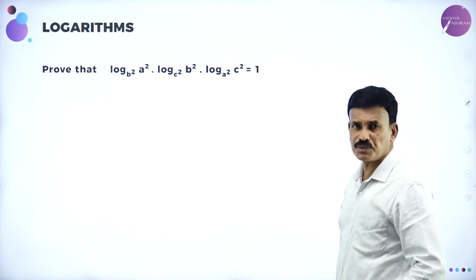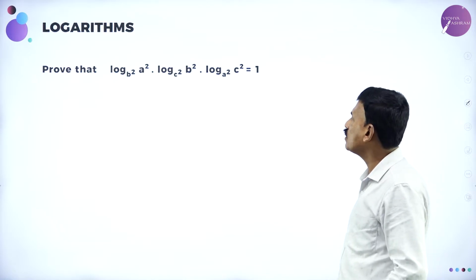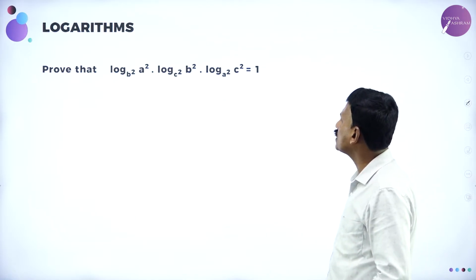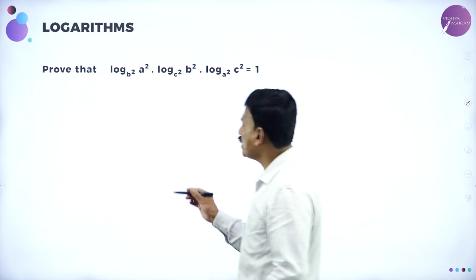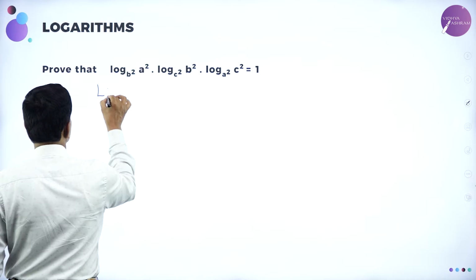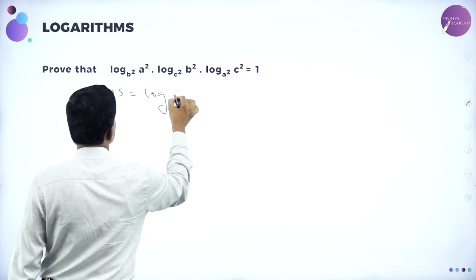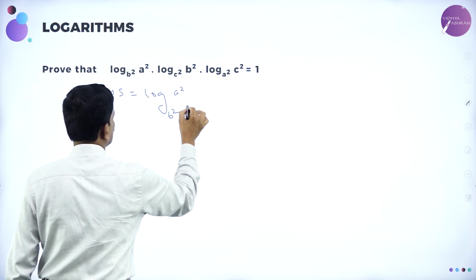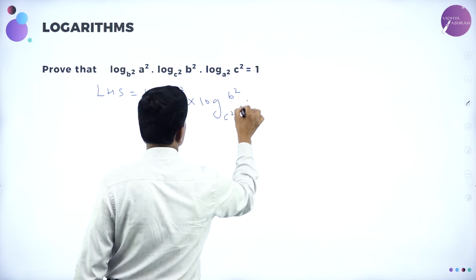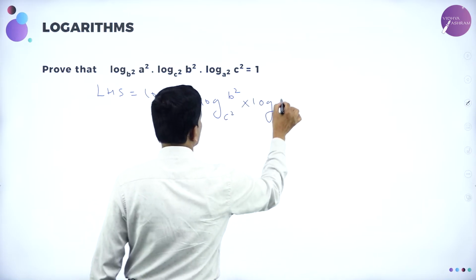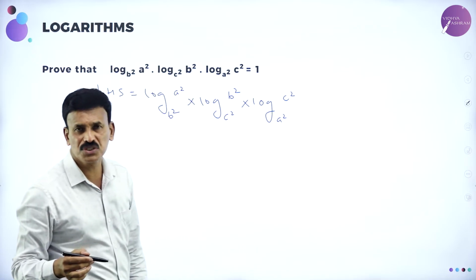Take this, an important problem indeed. Prove that logarithm of a square to base b square into logarithm of b square to base c square into logarithm of c square to base a square is always equal to 1. Now let us write the LHS. Logarithm of a square to base b square into logarithm of b square to base c square into logarithm of c square to base a square. Now just use the base change rule, that's it.